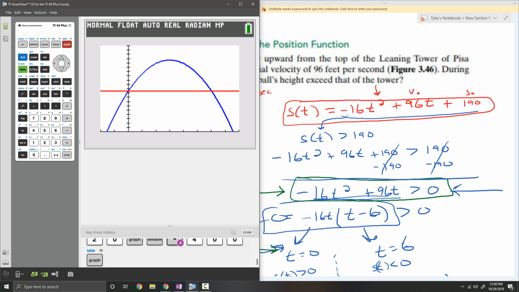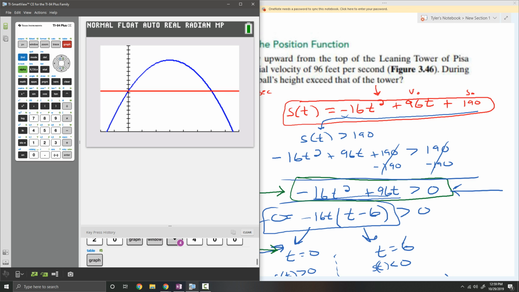So really what I'm trying to find is what's this point and what's this point, and obviously the ball is going to be above the red line in between those two times, right? So what you could find is an intersection between those two points.